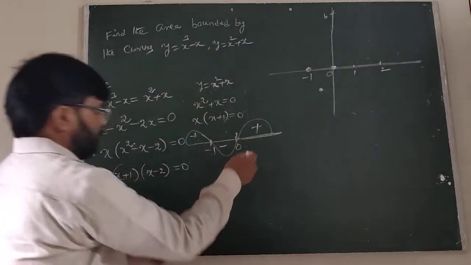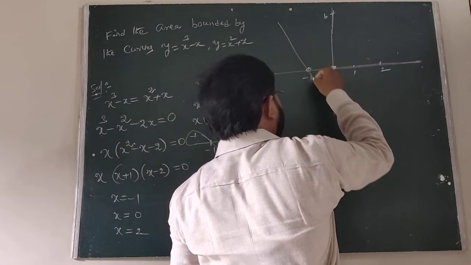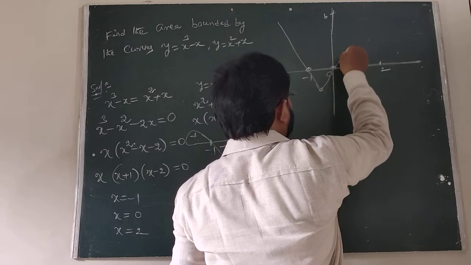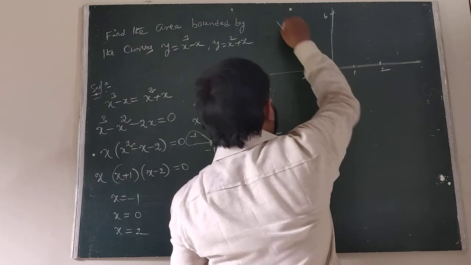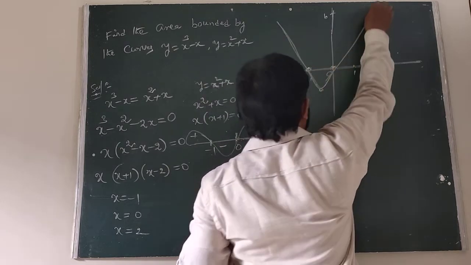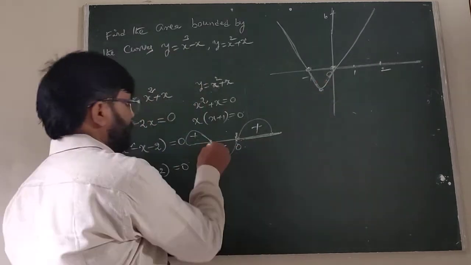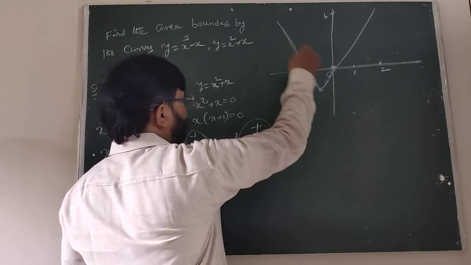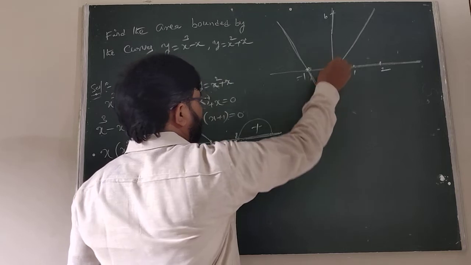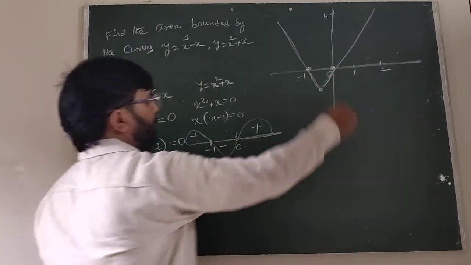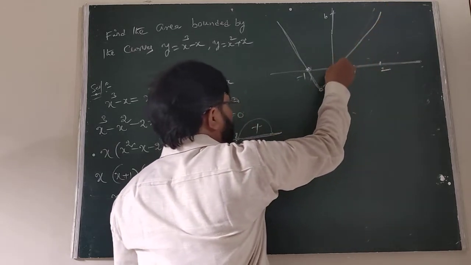Above 0, got the diagram, above 0 is positive. So this is the diagram passing through the 1, 6 like this. Okay students, this is the graph of this one. So here we are thinking minus 1 below positive. In between minus 1 to 0, it is negative, above 0 positive. This is the graph.